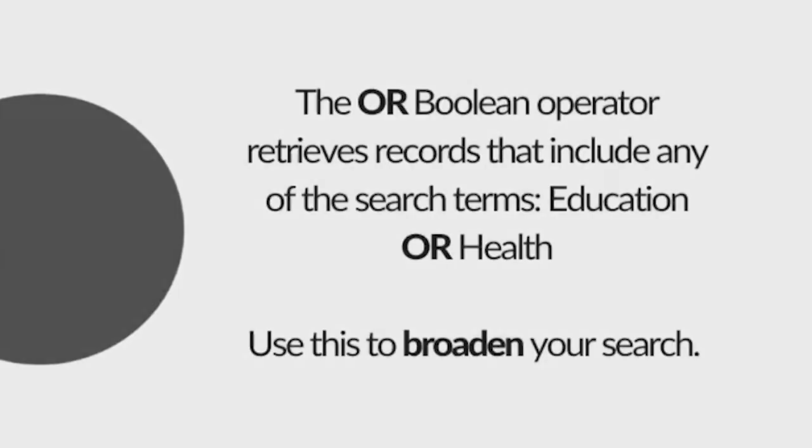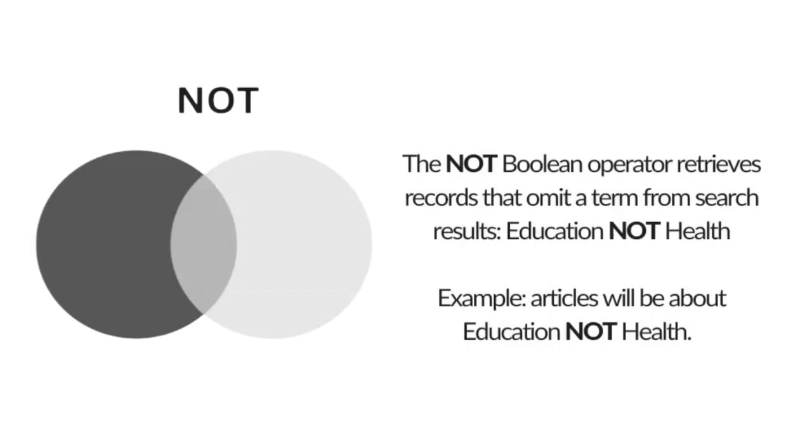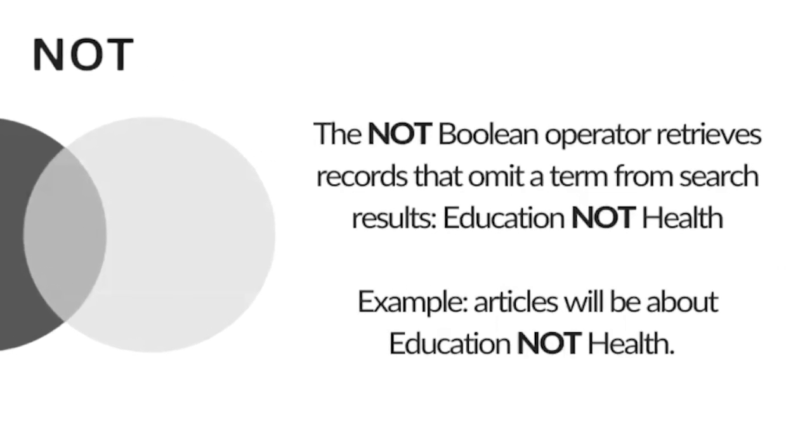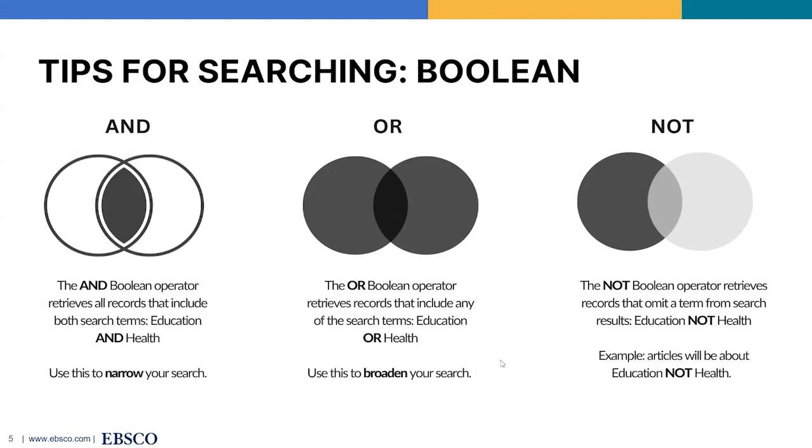And finally, we have the NOT Boolean operator. The NOT Boolean operator will exclude specific terms from the results. This will also be useful when you want to remove ambiguity from your search results. So for example, we have education, not health. If you're going to use the NOT Boolean operator, the system will only search for education and it will ignore health. So I hope that's clear. If not, please let me know.